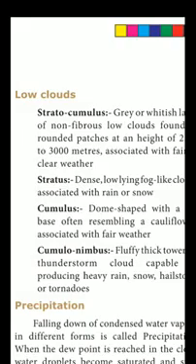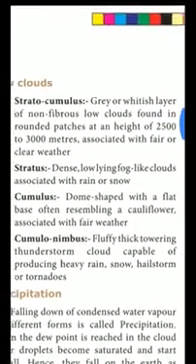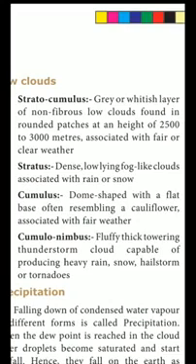First one, stratocumulus. What do you know about this stratocumulus? What is the color? Grey or whitish layer. It is mostly at 2500 to 3000 meters, mainly with fair or clear weather. So, a grey or whitish layer of non-fibrous low cloud found in rounded patches at a height of 2500 meters to 3000 meters. It is associated with fair or clear weather.